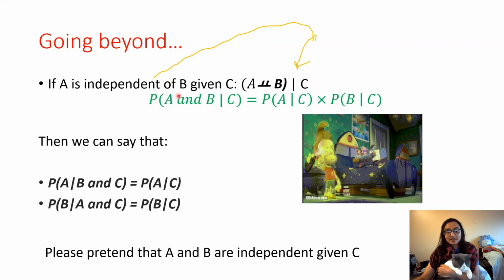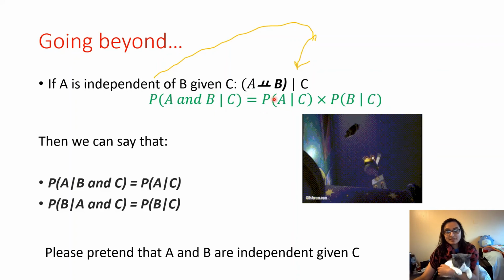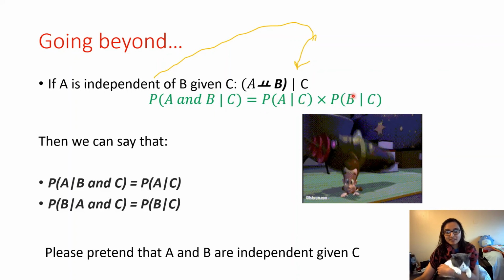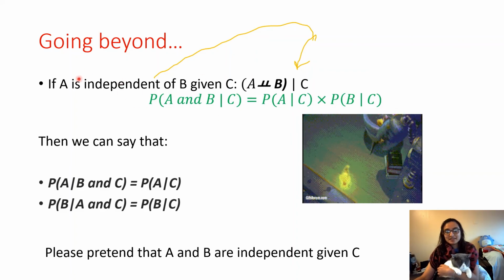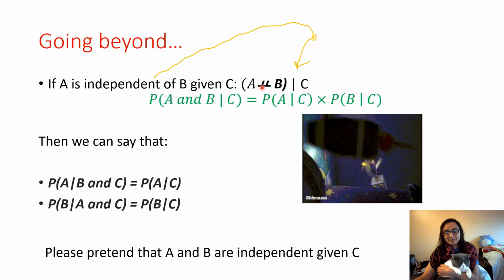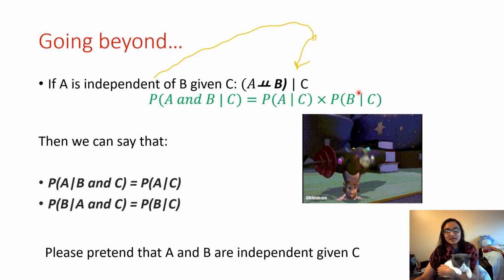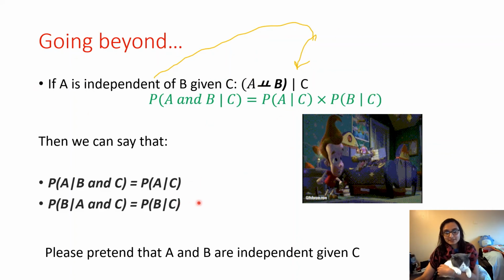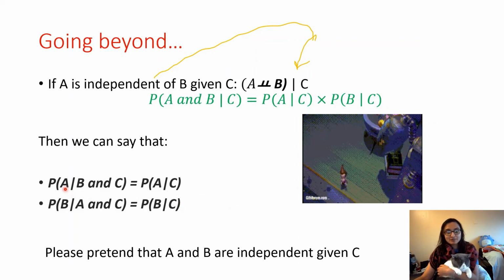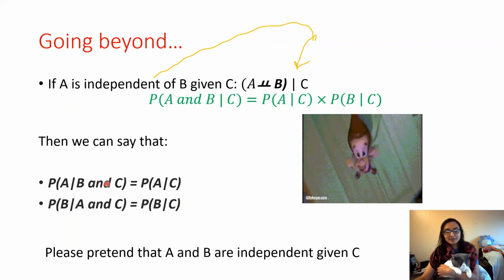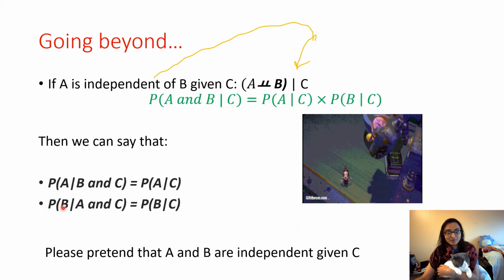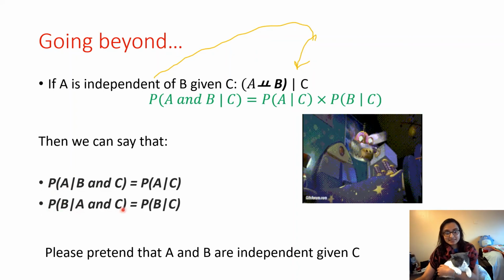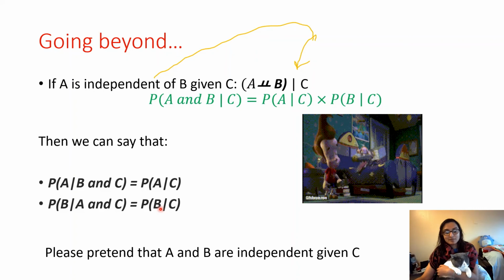So if the probability of A and B given C equals the probability of A given C times the probability of B given C, for all 8 possibilities, then we could say that A is independent of B given C. And then based on that, we can actually derive these 2 additional probabilities. So the probability of A given B and C would just be equal to the probability of A given C. And similarly, the probability of B given A and C would just be equal to the probability of B given C.